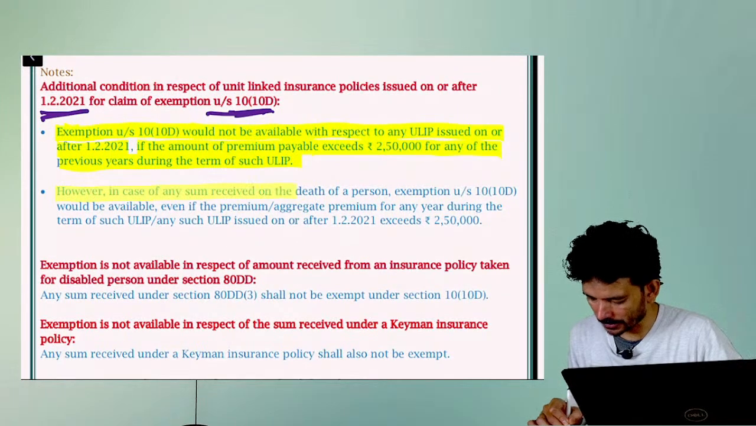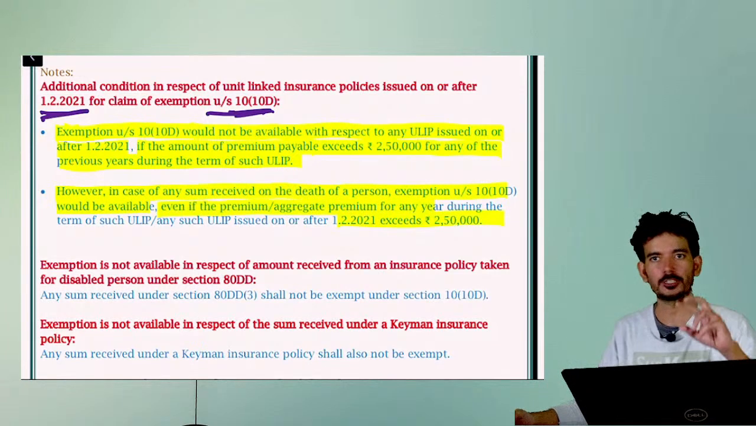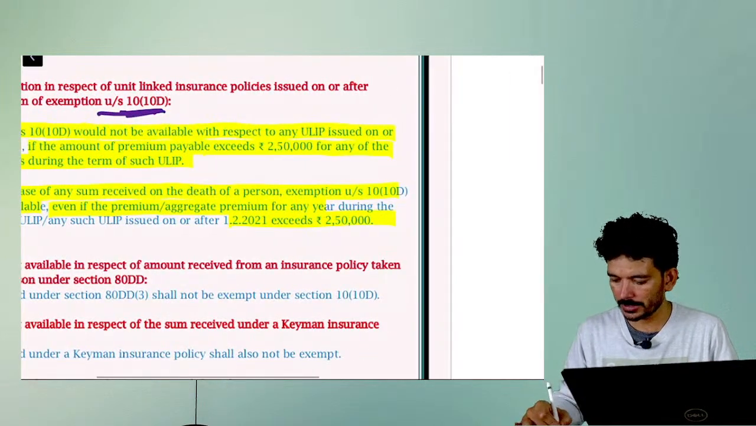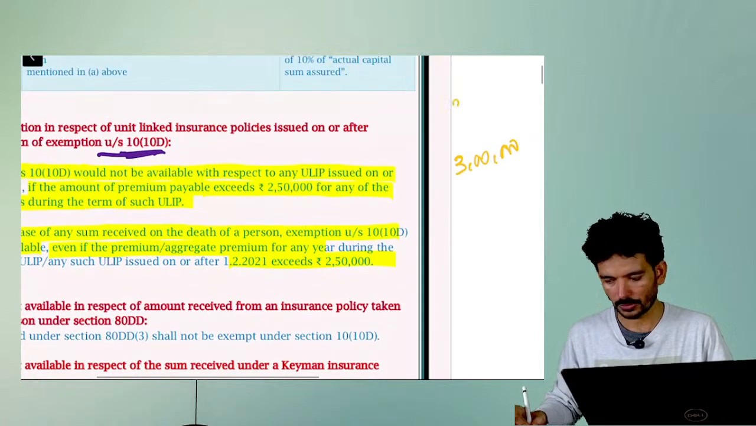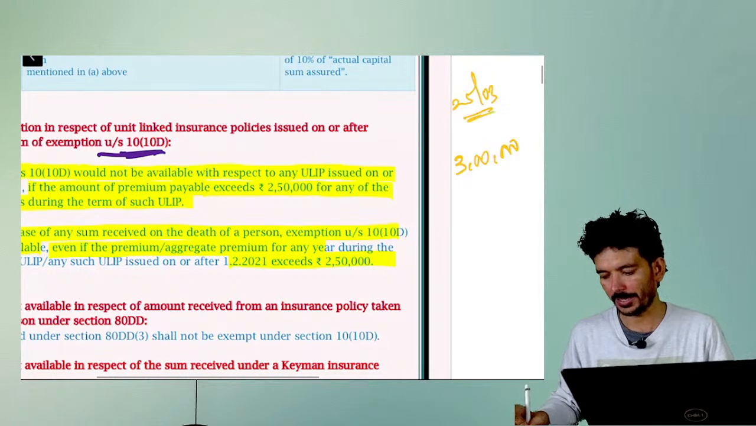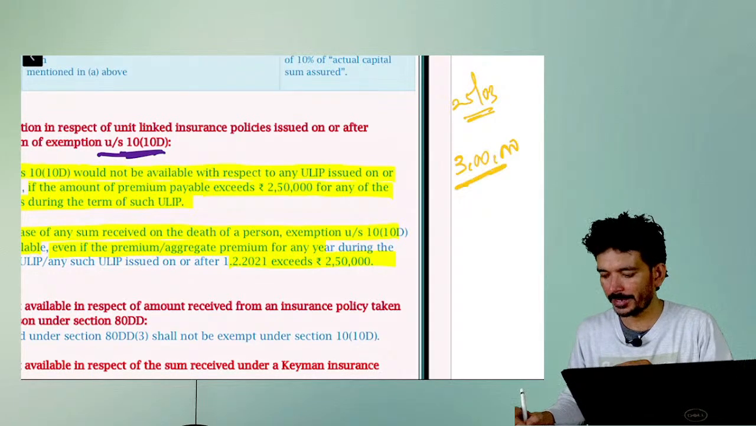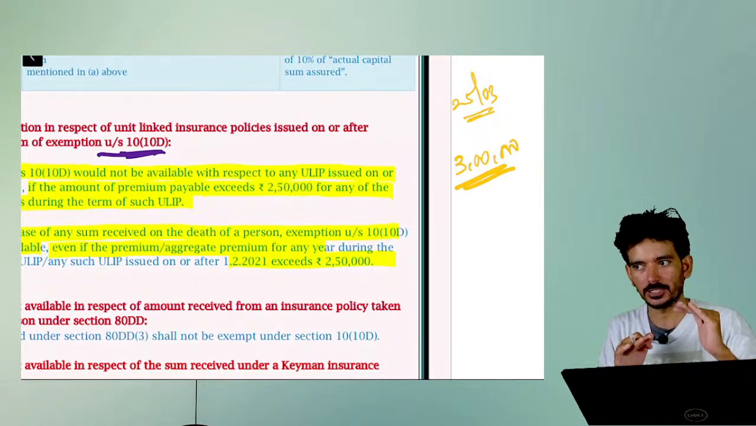However, in case of any sum received on the death of a person, exemption under section 10(10D) would be available even if the premium is exceeding 2.5 lakh. Suppose I have taken a ULIP and the premium is 3 lakh rupees. I am taking it today, 25th of March, so post 1st Feb 2021. I am paying 3 lakh, which means it is more than 2.5 lakh. So this is a violation of the condition, right?